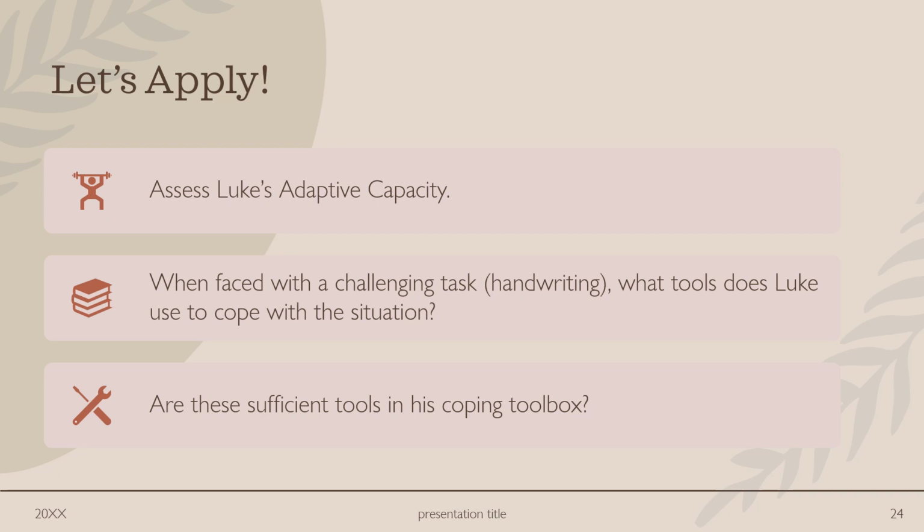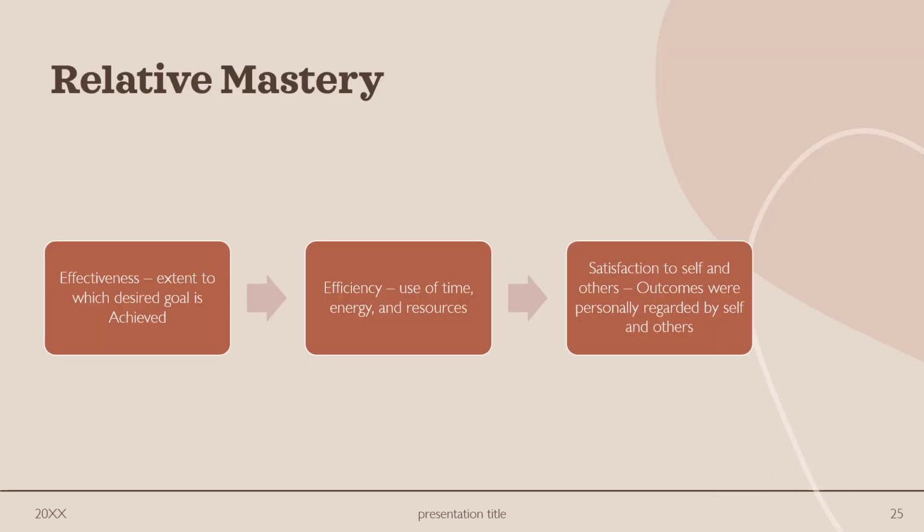Okay, so let's assess Luke's adaptive capacity. When faced with a challenging task, such as handwriting, what tools does Luke use to cope with the situation? So his tools were throwing, fussing. He looked unhappy. He just didn't want to do it, said he didn't like it. And do you think those tools are sufficient for him? No, not at all.